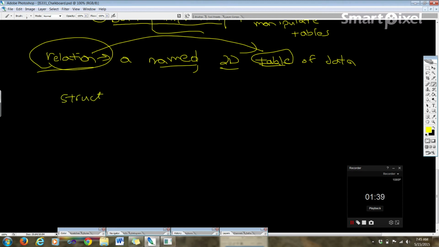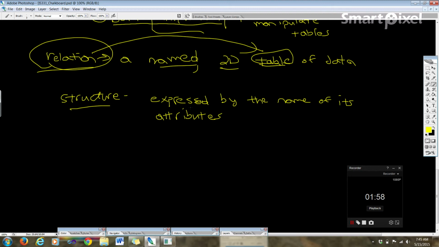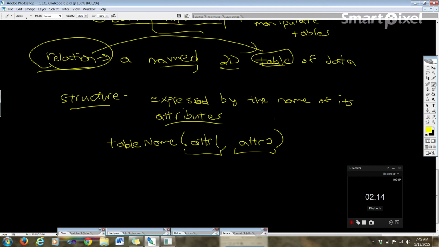Structure. Right? The structure of a relation or table is expressed by the name of its attributes. What do we mean by that? We mean that if we have table name here, attribute 1, attribute 2, the structure of this table is expressed by the name attribute 1, the name attribute 2, right? The name of the attributes defines the table structure.